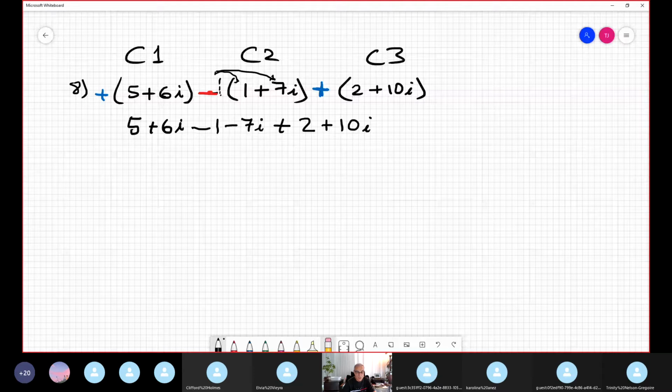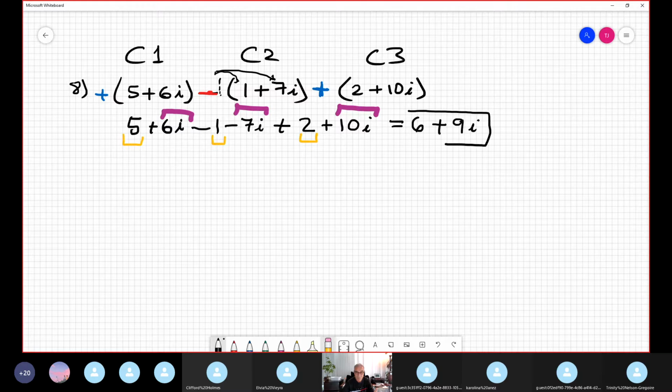And the rest is combine like terms, exactly like algebra. So we combine the real parts, which I highlight in yellow: 5 minus 1 is 4 plus 2 is 6. 6 is real. And 6i minus 7i and 10i. When you combine these, 6 positive, -7 is -1i, -1 plus 10 is positive 9i. Okay, that's my answer.